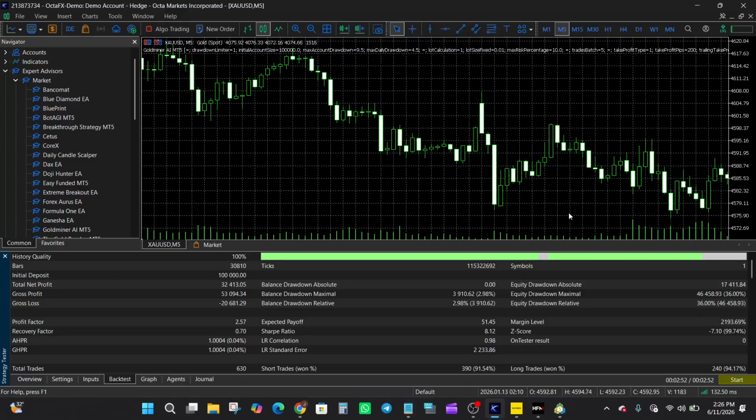Overall, the Goldminer AI EA for MT5 presents itself as a gold-focused trading system that combines AI-driven market analysis with extensive risk management, recovery functionality, news filtering, and position management tools. As always, before considering live deployment, take the time to thoroughly test and optimize the EA yourself to determine whether its behavior aligns with your own trading objectives and risk tolerance.